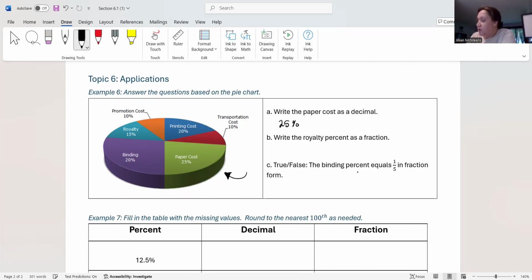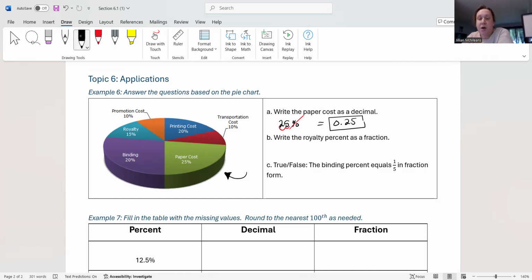So in order to write 25% as a decimal, we want to drop the percent symbol, and then we move our decimal to the left twice. Remember, if you don't specifically see a decimal, assume it's at the end of the number. So after the 5 would be the decimal. We move it to the left twice, and that gives us 0.25. So for whatever this pie chart represents, the cost of some company, the paper cost is 0.25 or 25%.